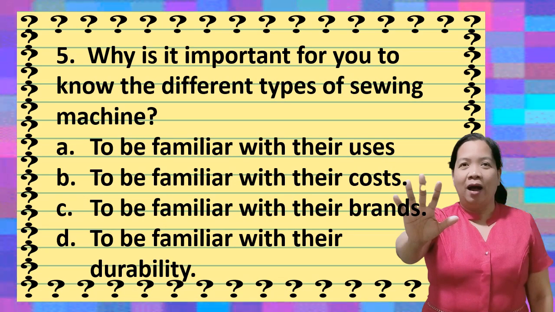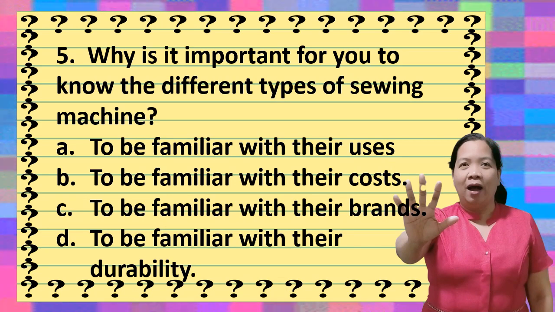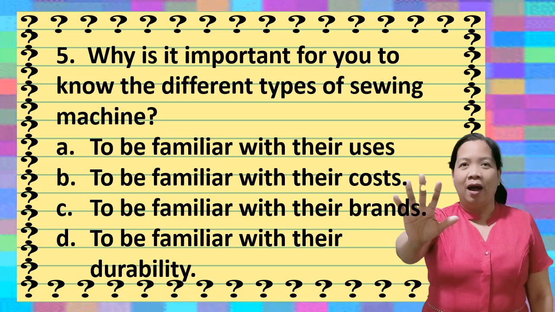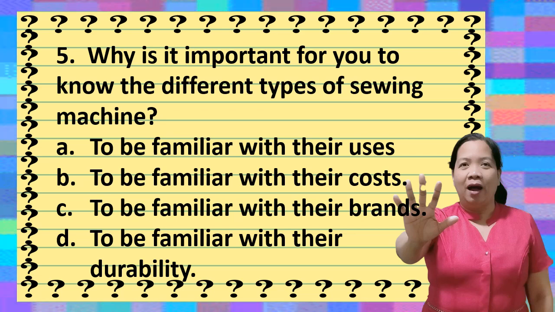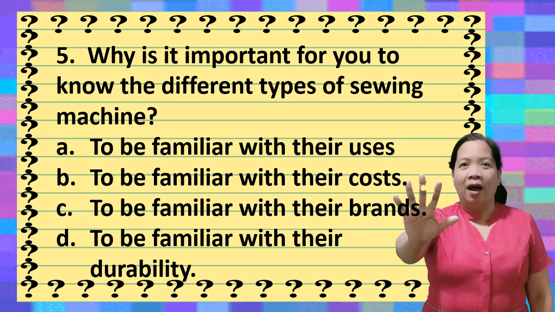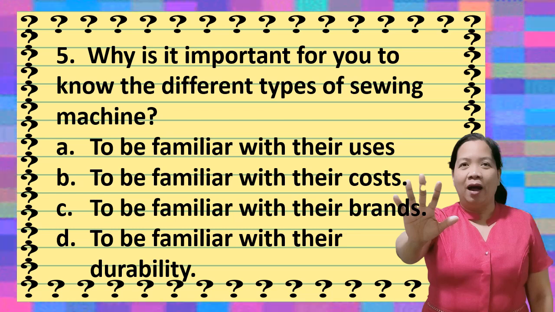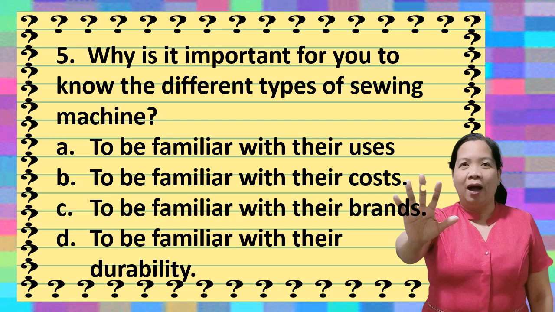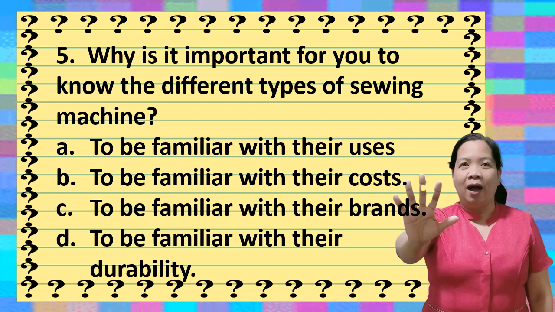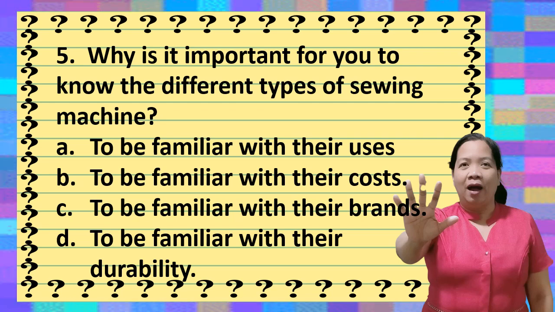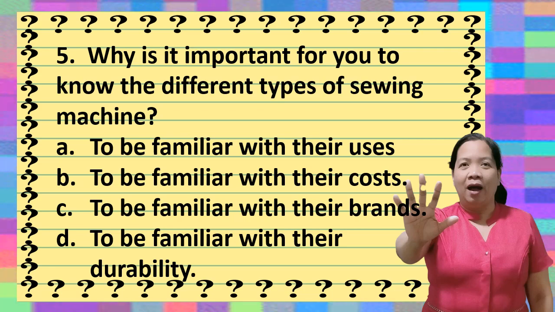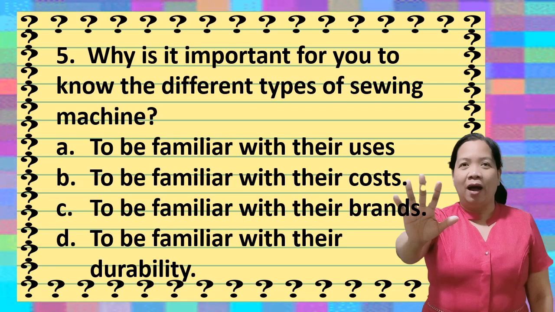Number 5, the last question. Why is it important for you to know the different types of sewing machine? Letter A, to be familiar with their uses. Letter B, to be familiar with their costs. Letter C, to be familiar with their brands. Or letter D, to be familiar with their durability. What is the answer?